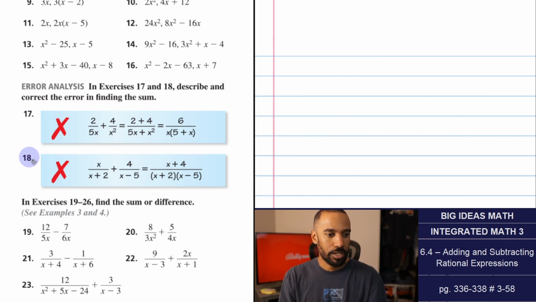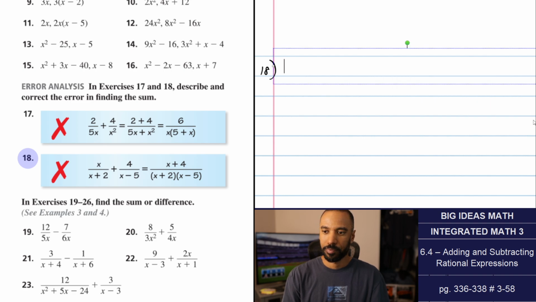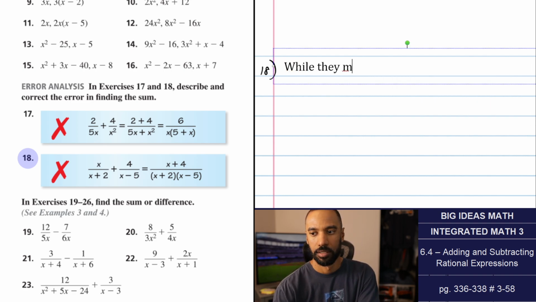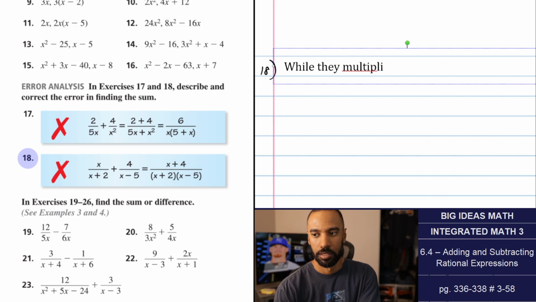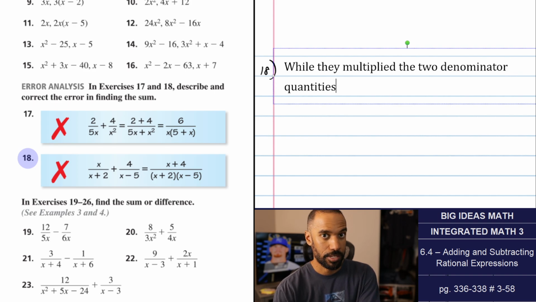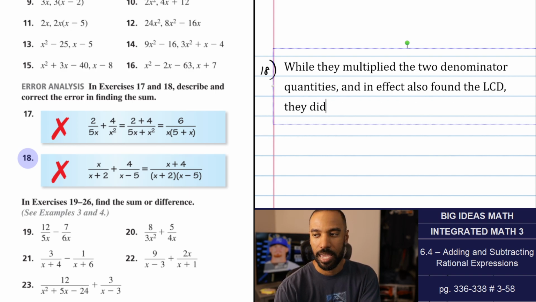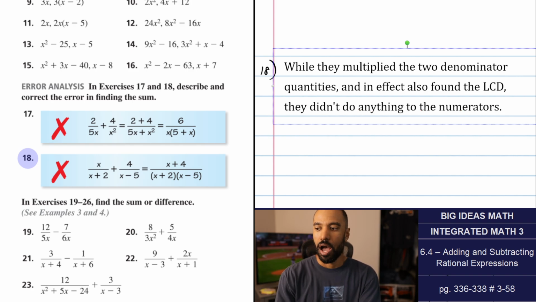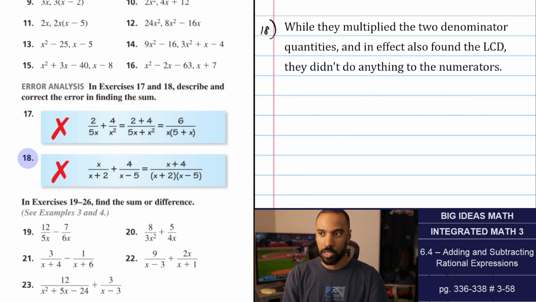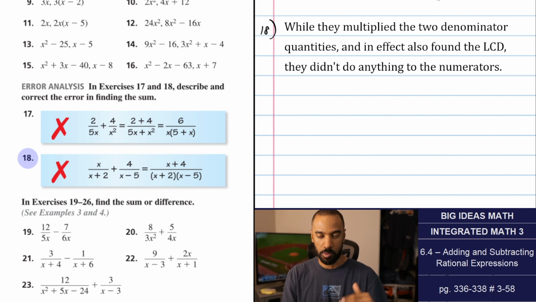Number 18, they go for the common denominator route in the way that you're supposed to. You've got to multiply those two bottom things together because that's what's missing in each of them, and I get that. But the top didn't change. So while they multiplied the two denominator quantities, and in effect also found the least common denominator, they didn't do anything to the top values, to the numerators. The numerators have to be affected by those same denominator values. Whatever's missing on bottom needs to be multiplied on top as well.